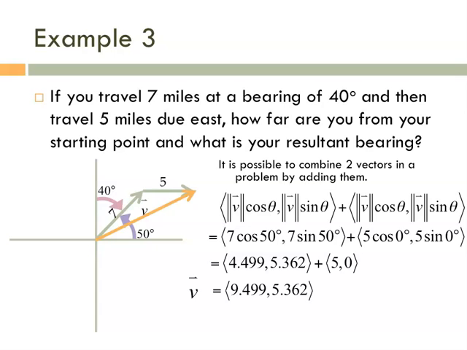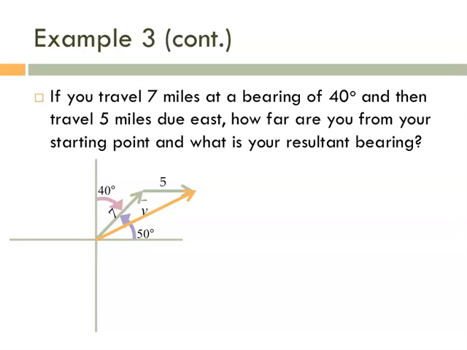Now, this isn't the answer. Remember, it's not asking us what's the component form of our resultant vector. It's asking how far are you from your starting point. So we're finding the magnitude of this vector. And then what is your resultant bearing? So we're going to have to use the direction angle, calculate the direction angle from this component form, and find the bearing angle from there. So let's start with calculating the distance, calculating the magnitude of this vector.